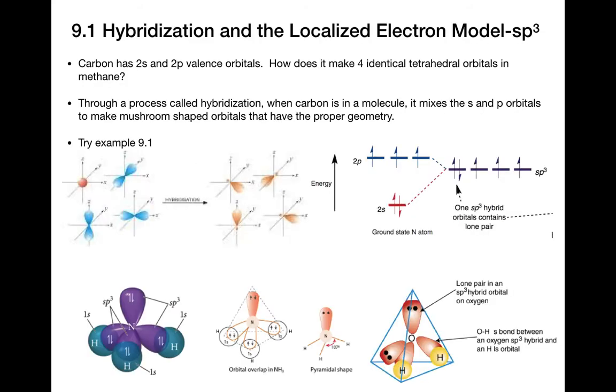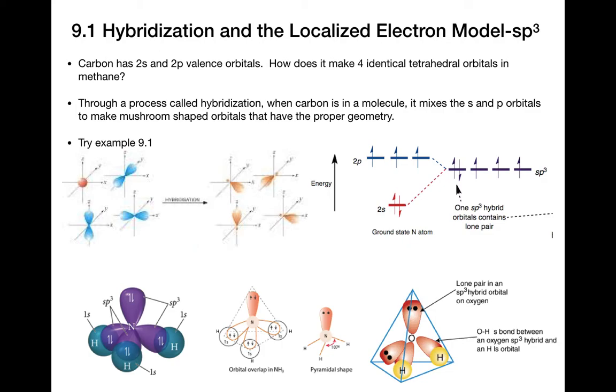At the end of Chapter 8, we talked about the different shapes of molecules using valence shell electron pair repulsion. However, when you try to link up valence shell electron pair repulsion with the atomic orbital model of the atom, s, p, d, and f, there are a lot of ways they just don't fit.